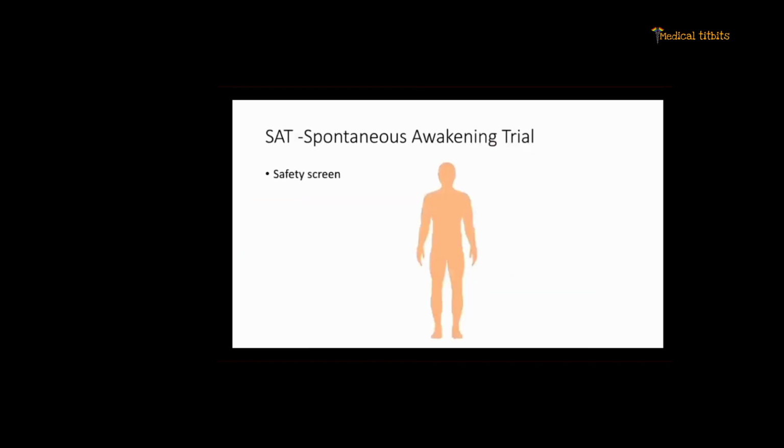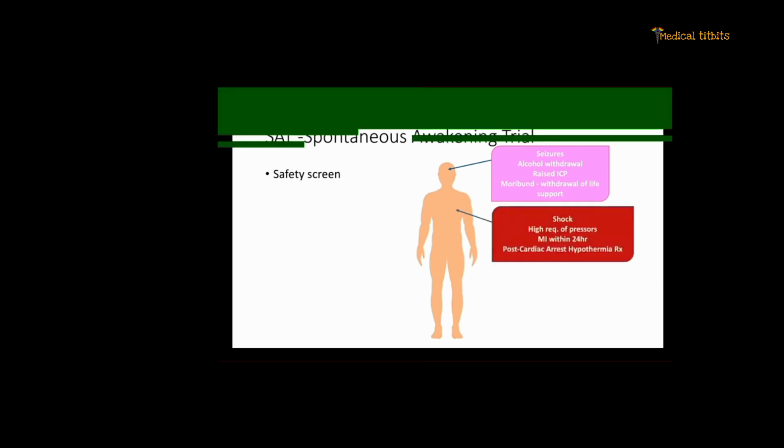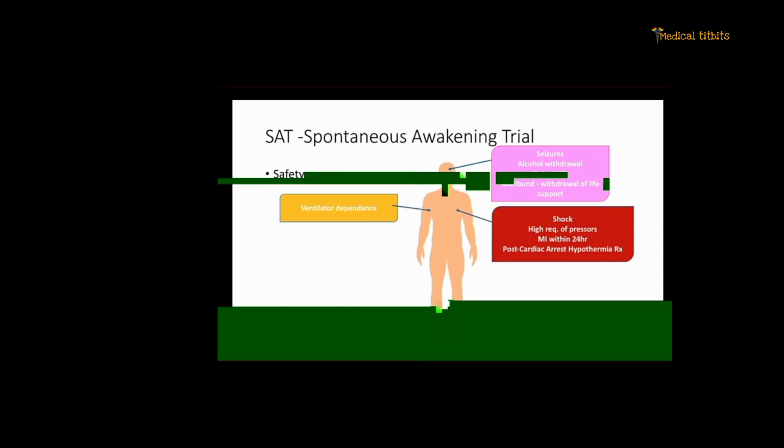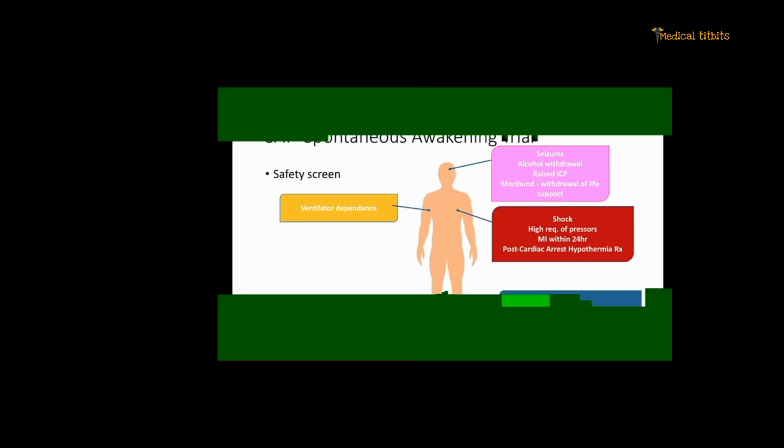How do you do a spontaneous awakening trial? It starts with a safety screen. You have to rule out contraindications like seizures, alcohol withdrawal, raised ICP, moribund status, or waiting for withdrawal of life support. Cardiovascular system: you check for shock, high requirement of pressors, myocardial ischemia within the last 24 hours, or if the patient is on the post-cardiac arrest hypothermia protocol, you can't go for a spontaneous awakening trial. With regard to the respiratory system, if the patient is ventilator dependent, you cannot opt for a spontaneous awakening trial. So is the case with ongoing neuromuscular blockers.